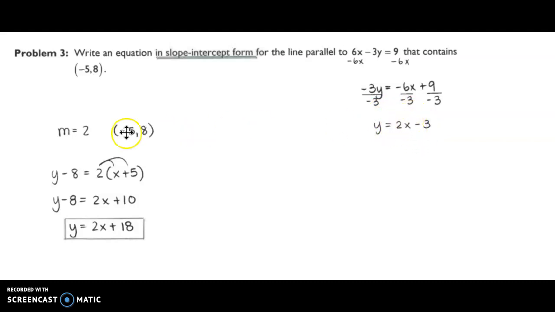So since the slope is 2, it goes through the point negative 5, 8. You can write it in point slope form first, like this. y minus 8 equals 2 times x plus 5, right? The signs switch. And since it asks for slope-intercept form, you've got to distribute the 2 and add the 8, so 2x plus 18, okay?